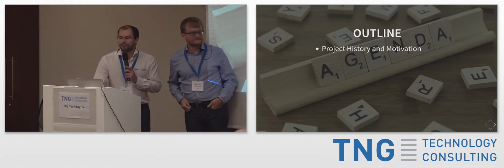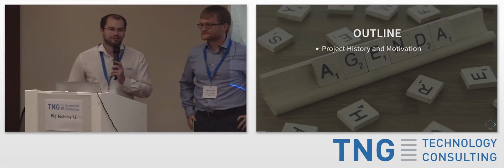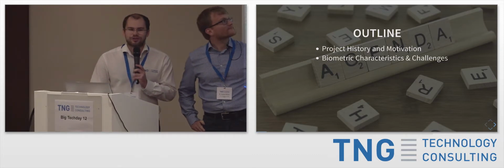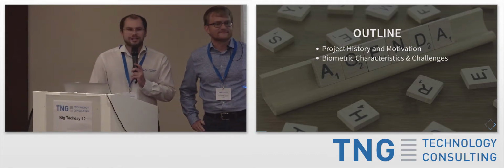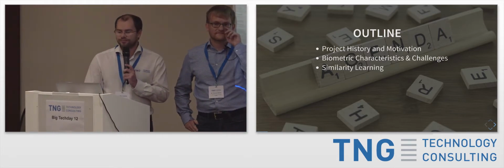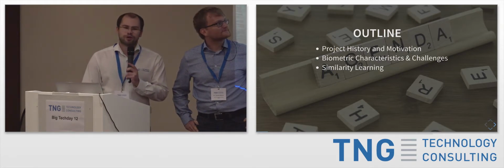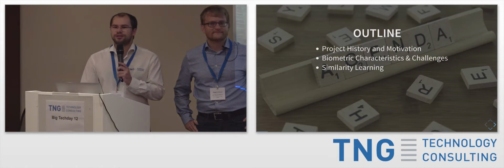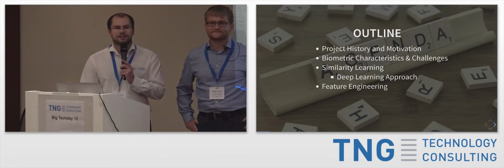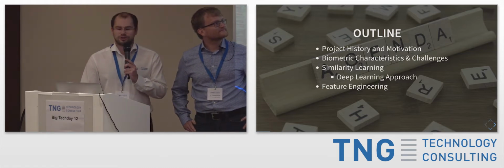We're talking about biometry, but why do we want to use biometrics in identification systems at all? We've got quite a bit of history there. And we'll tell you about biometric characteristics and the challenges involved there. We'll talk a bit about similarity learning and two approaches. One approach is using newer technology like neural networks, and the other one is doing classical computer vision things and classical programming with feature engineering.